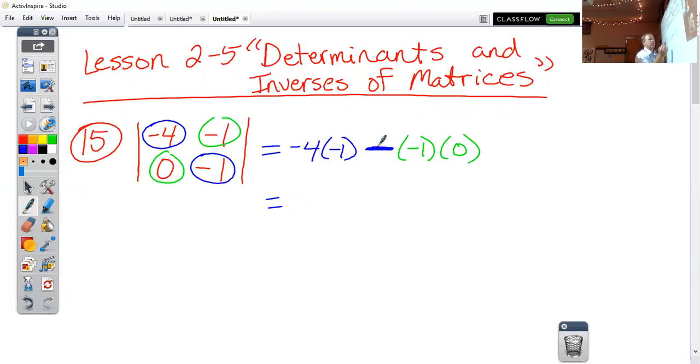So there's the important part. You got to subtract. This times this minus this times this. Blue times blue minus green times green. And then that's it. That's all there is to it. So that's -4 times -1 is 4. And then anything times 0 is what? 0. So it cancels. There's my answer for 15. All right. Easy enough? Piece of cake?